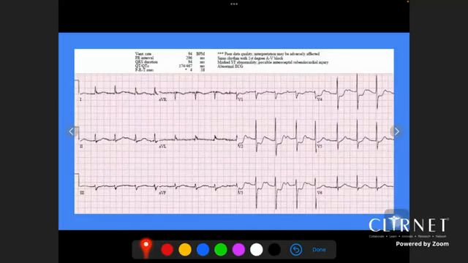Here you can see one example. If you look at V1, at leads 1, 2, 3, AVL, AVF, nothing. So 1 and AVL, there is no elevation. 2, 3, AVF, no elevation. If you look at V1, V2, V3, 4, 5, 6, there is no ST elevation. Some will label this as non-STEMI. This is not non-STEMI actually. This is STEMI, but it is posterior and it is isolated posterior.